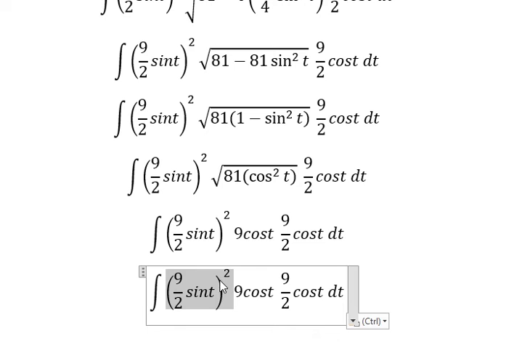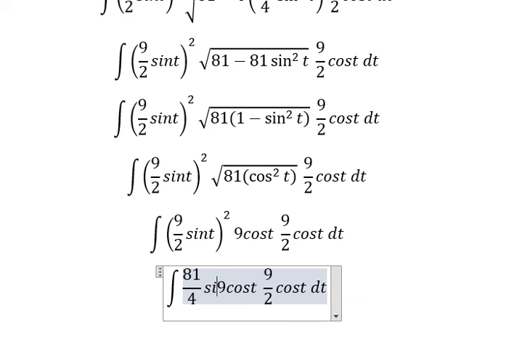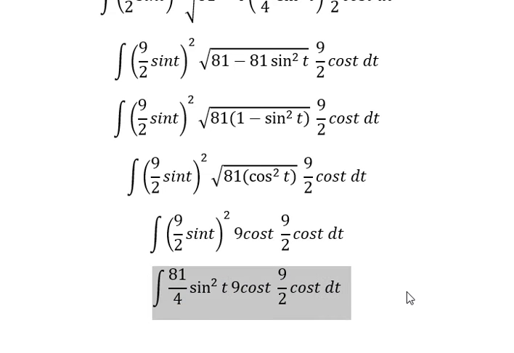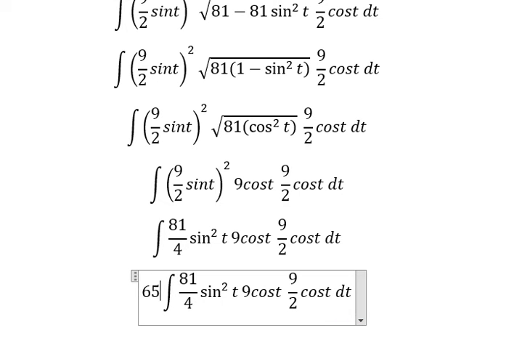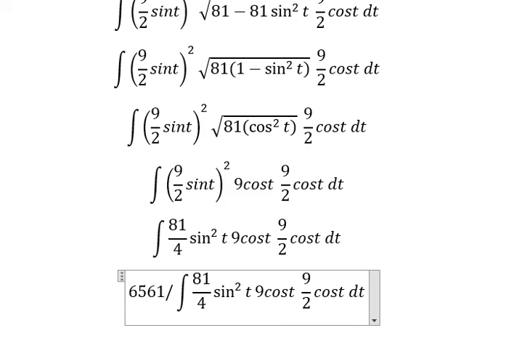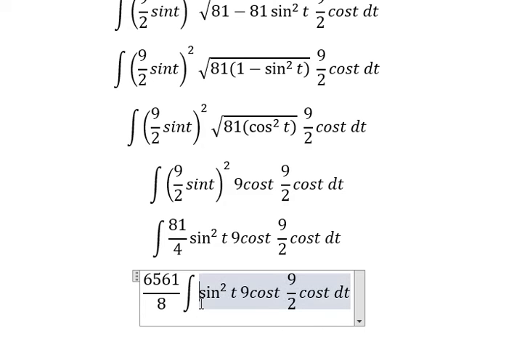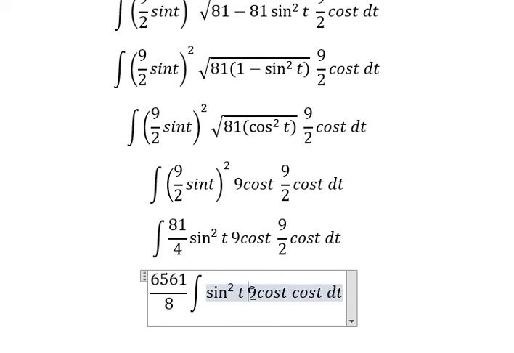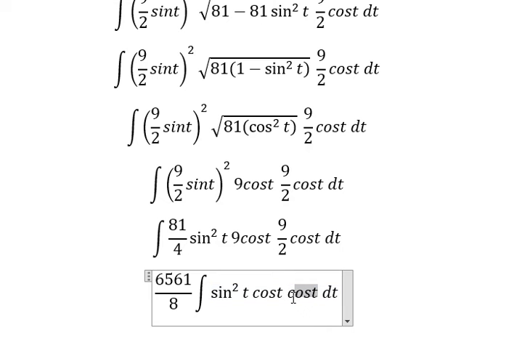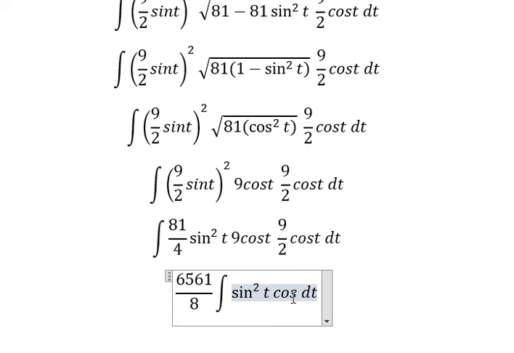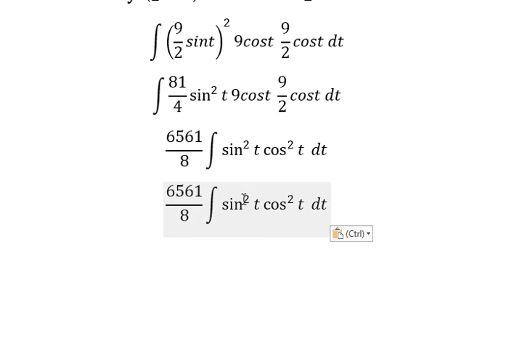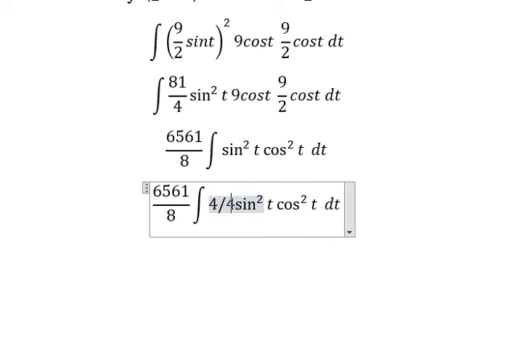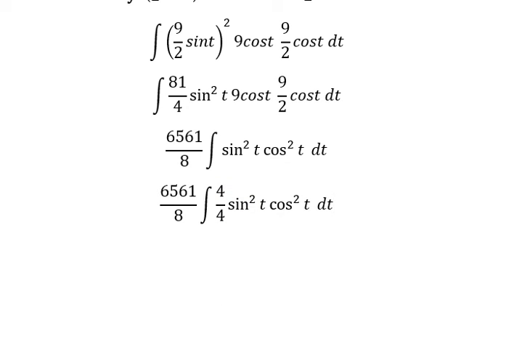This one you get 81 over 4 sine t squared, multiplied by 9 and 9 over 2. And then you get 6,561 over 8, cosine t, you get cosine t squared. Now, I will put number 4 over 4 in here, because I want to create this one.